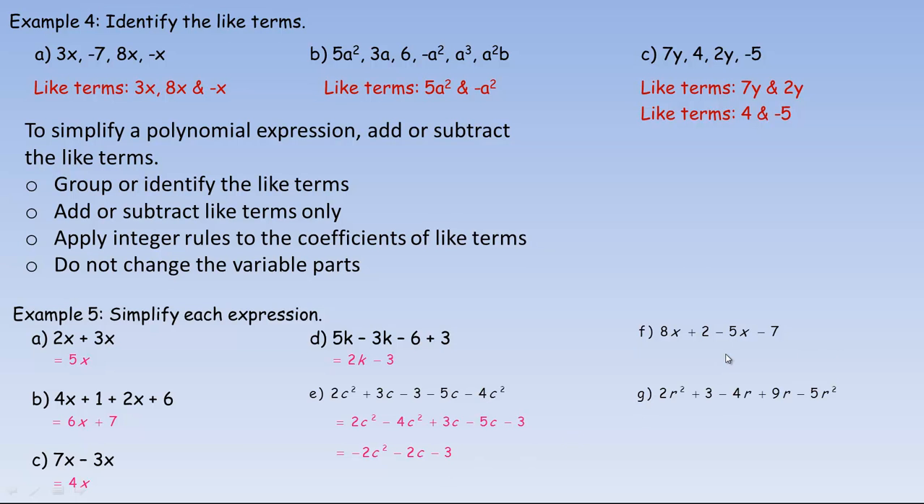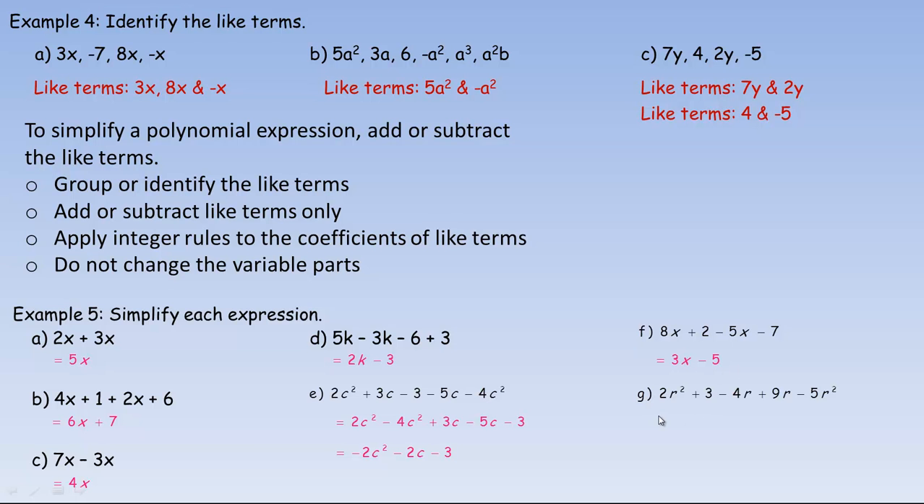For f here, 8x and the minus 5x are like terms. So 8x minus 5x would be 3x. And the 2 and the minus 7 are also like terms. 2 take away 7 is negative 5. So that would simplify to 3x minus 5.